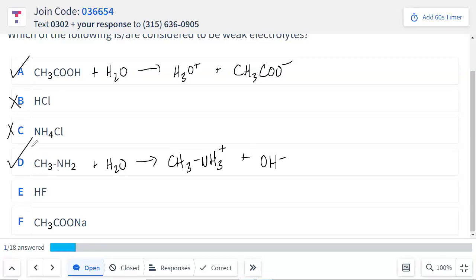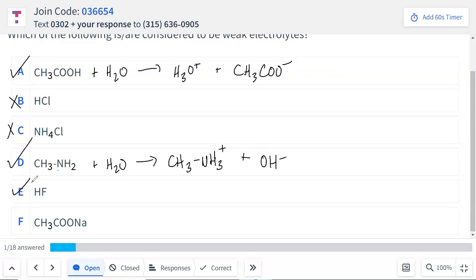HF. We can identify HF as an acid based upon its formula. It's got the hydrogen in the front. So it's an Arrhenius acid. Is HF on our list of strong acids? It's the only halide that isn't. So that means it's a weak acid. Weak acids are going to be weak electrolytes. E is correct.